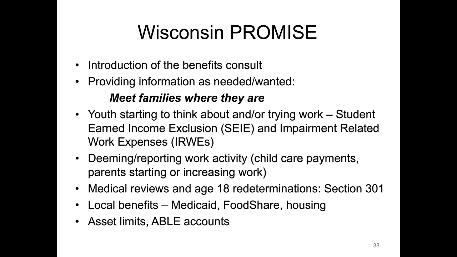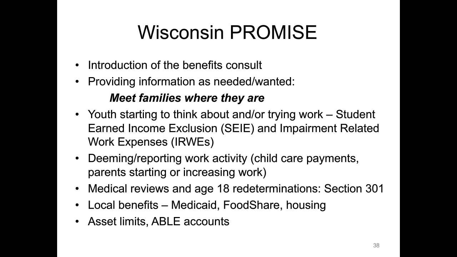And like I said, student earned income exclusion, maybe impairment-related work expenses. A big thing with our Promise families is deeming as our family members start working or child care payments fluctuate from month to month. So deeming and reporting work activity and the income coming in, including those child care payments, is really important. We've had a lot of medical reviews and age 18 redeterminations. I don't have a lot of time to talk about it, but Section 301 continues those benefits if they're found not eligible under the adult rules, but are working towards that employment outcome, continuing to receive the youth benefit until they reach that goal.